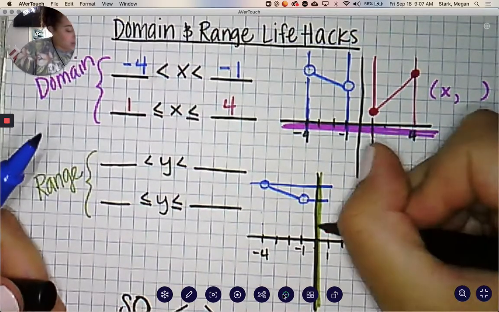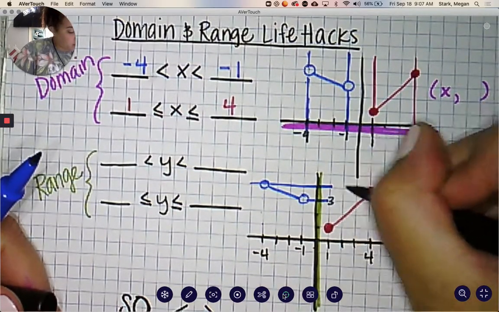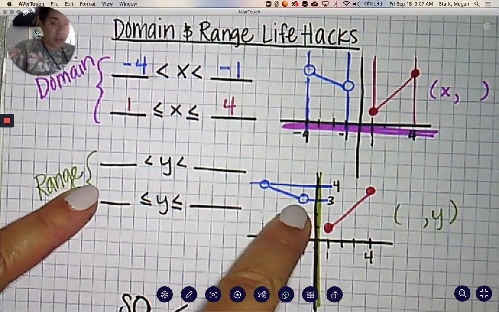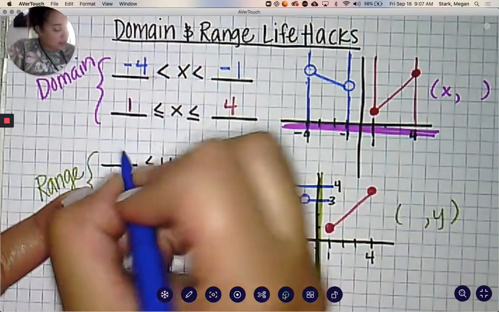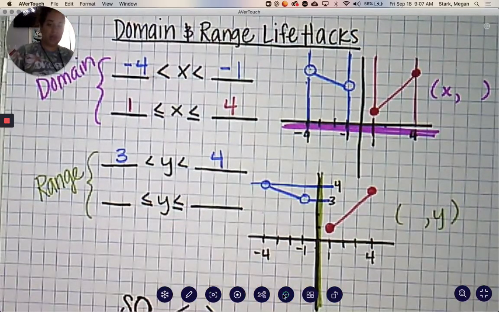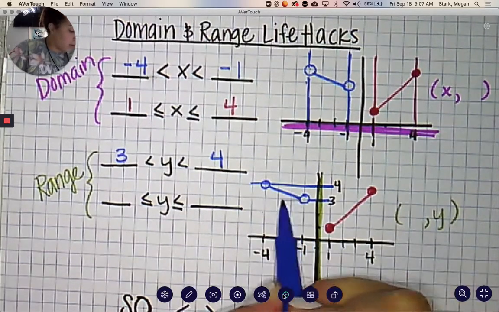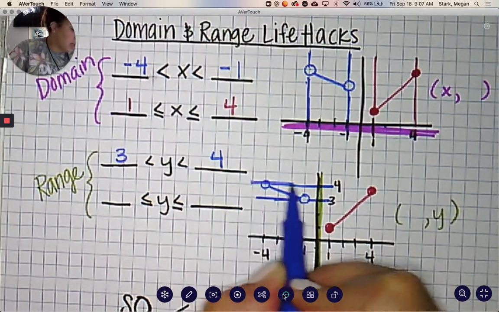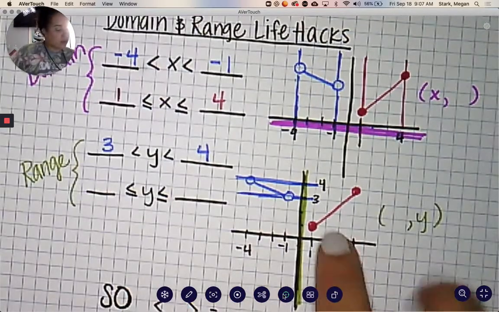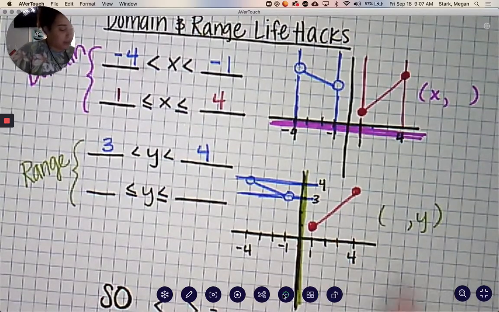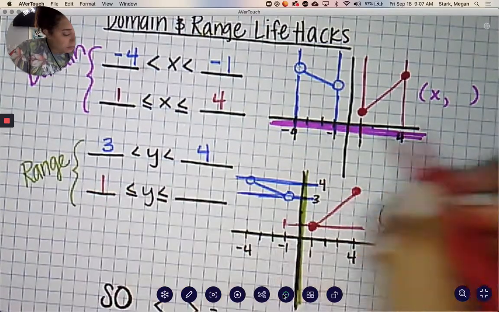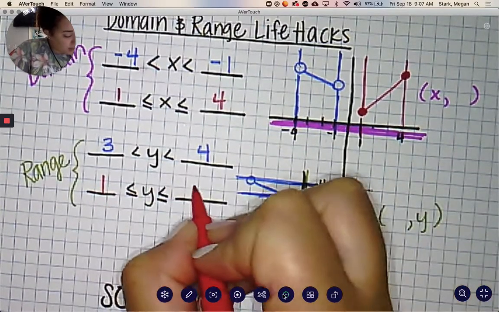So if I count up, 1, 2, this is 3, this is 4, that means this blue graph, the range only exists between 3 and 4. Outside of these blue lines, the graph actually doesn't exist. If I look at the red graph, we're going to do the same thing. So that's 1, and this one up here we already know is 4.